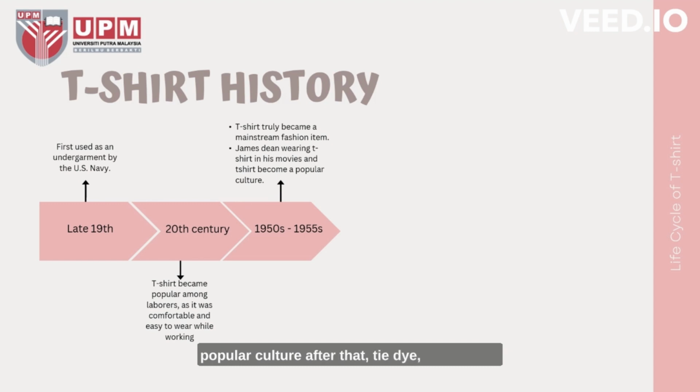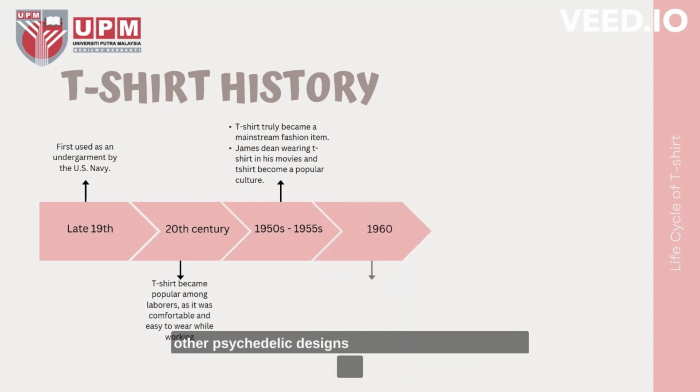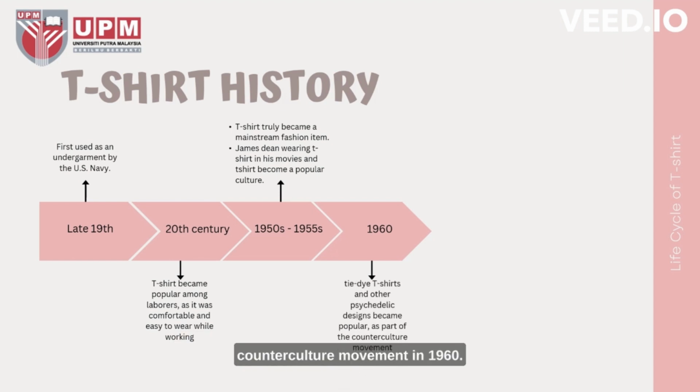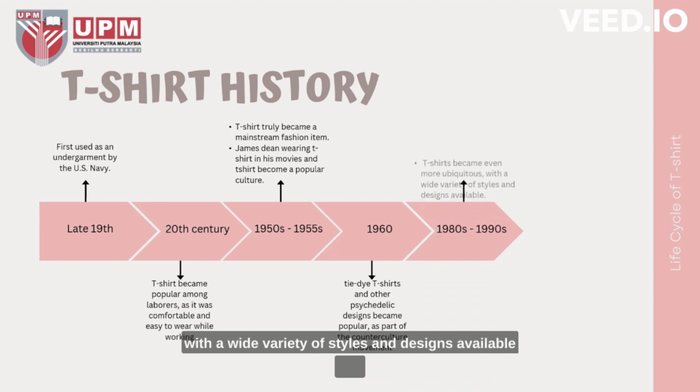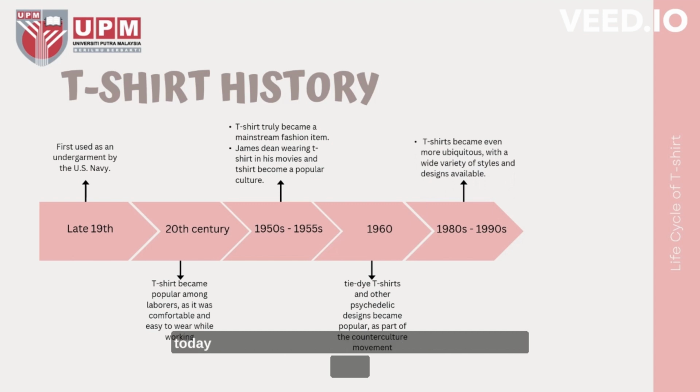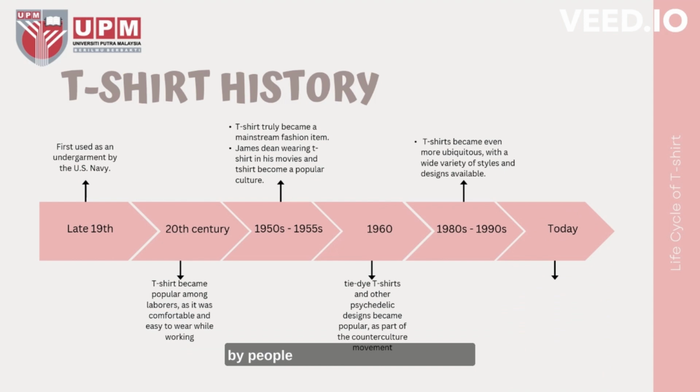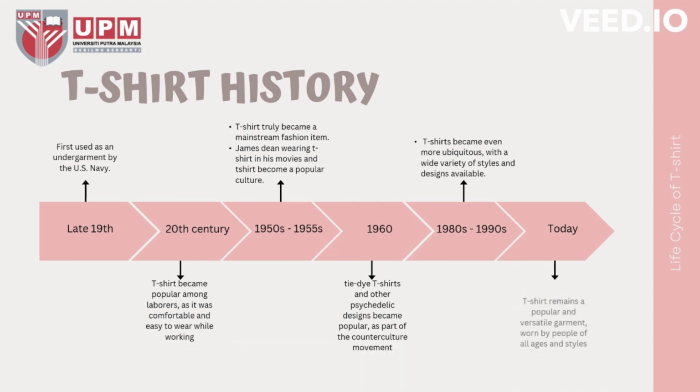After that, tie-dye t-shirts and other psychedelic designs became popular, as part of the counterculture movement in the 1960s. In the 1980s to 1990s, t-shirts became even more ubiquitous, with a wide variety of styles and designs available. And today, the t-shirt remains a popular and versatile garment, worn by people of all ages and styles.